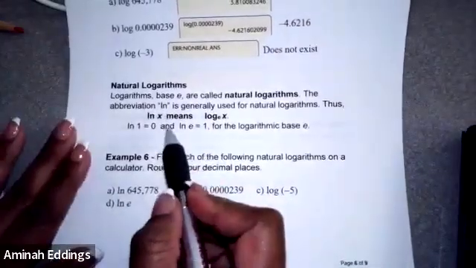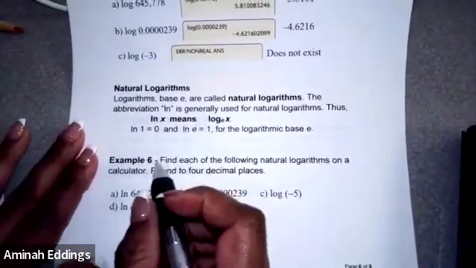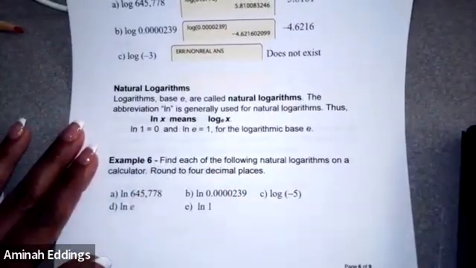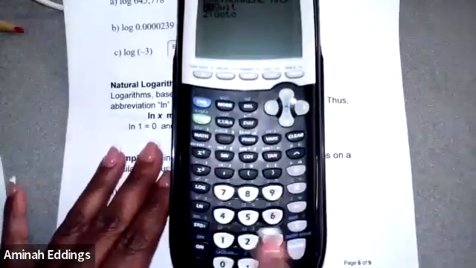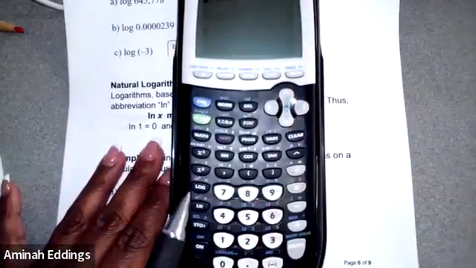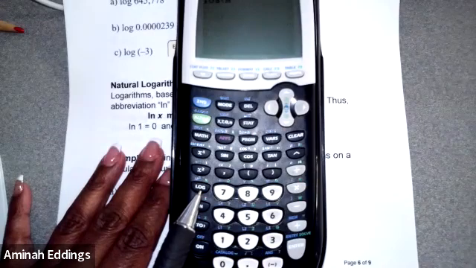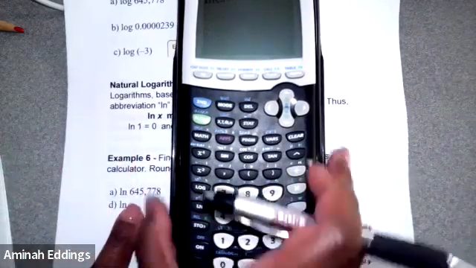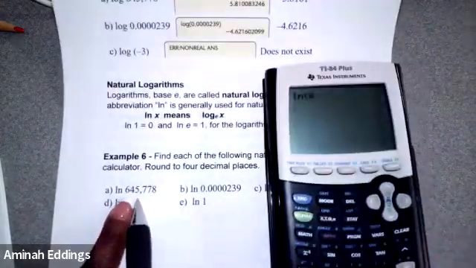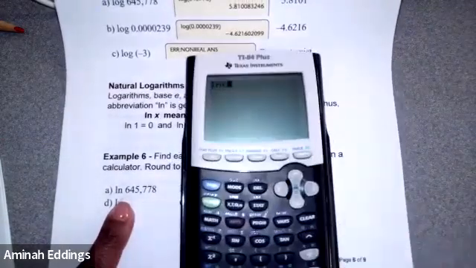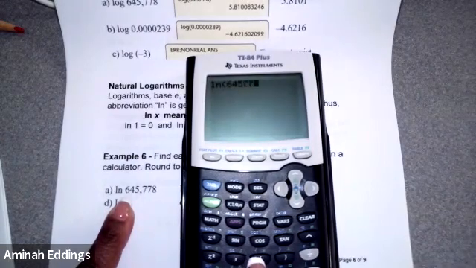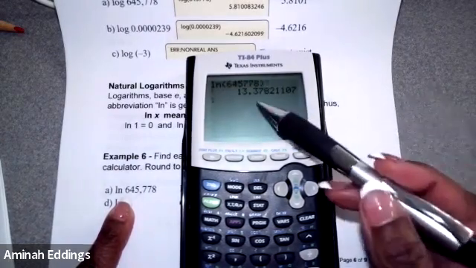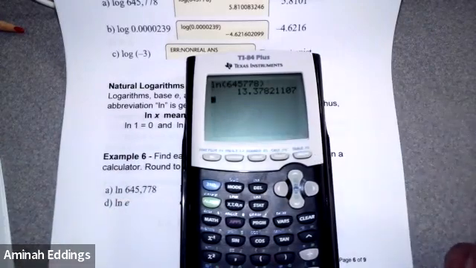With our natural logs, we can take the natural log of a number in our calculator. Natural log is actually right underneath your log button. Here's your natural log. So if I wanted to take the natural log of 645,778, I would hit ln and then type my number in. And that's my answer.